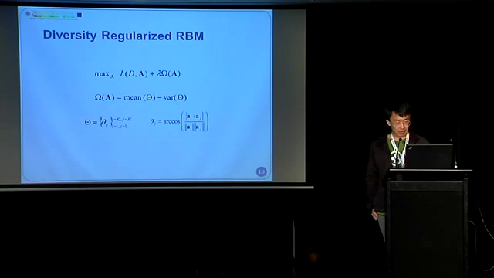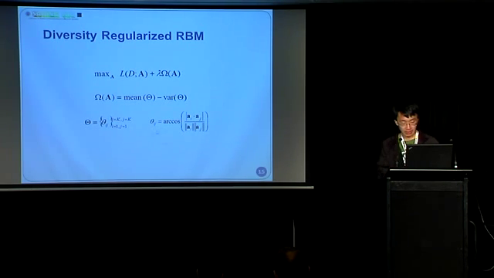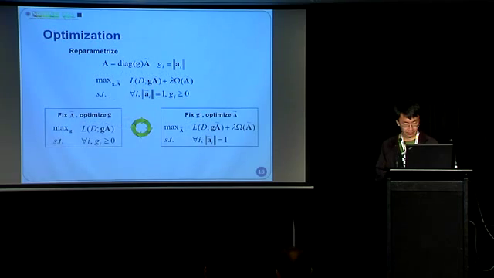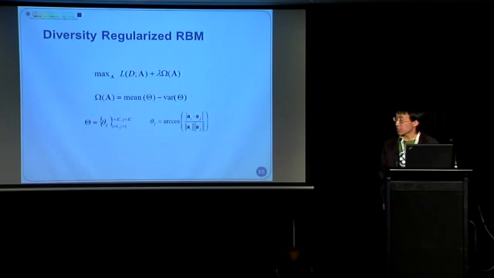After we get this diversity metric omega A, we use it to regularize RBM. The first term, L_D_A, is the original loss function, the likelihood function of RBM, and omega A is the diversity metric. Lambda is the trade-off parameter. This formulation is straightforward. The major technical difficulty is how to optimize omega A, which is non-smooth and non-convex.